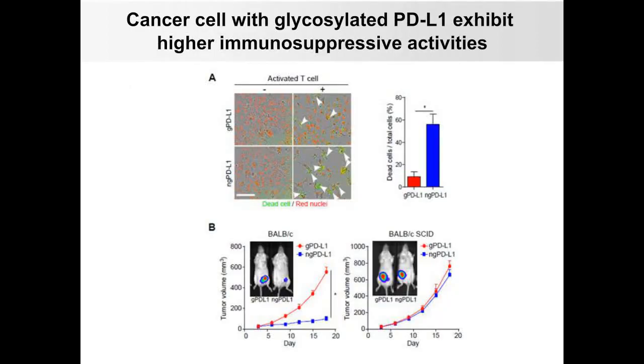So to understand the function of this glycosylation, we did a T-cell killing assay. In this experiment, again, we used an IncuCyte machine to mimic the dynamic interaction and the cell growth of the cancer cell in the presence of T-cells.